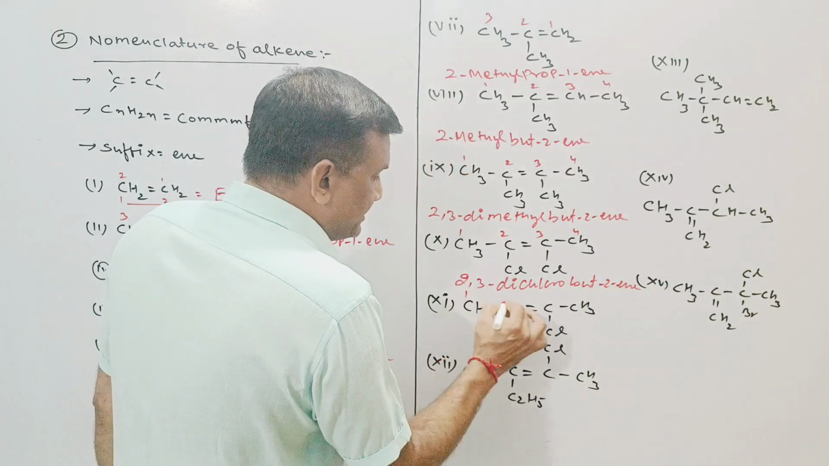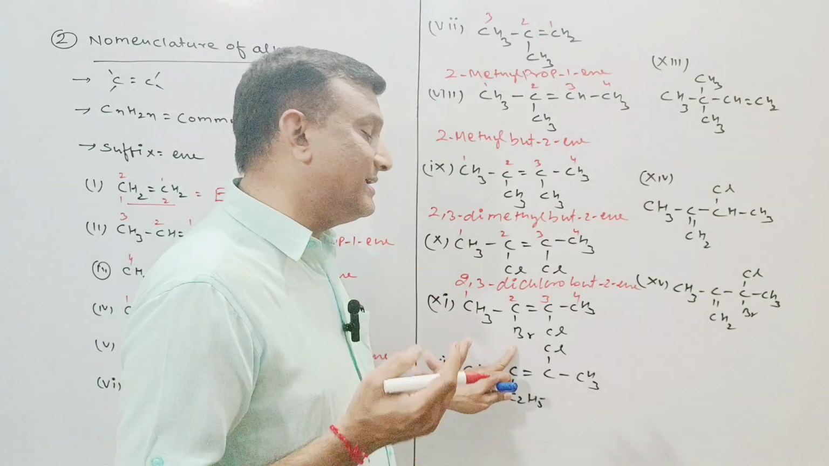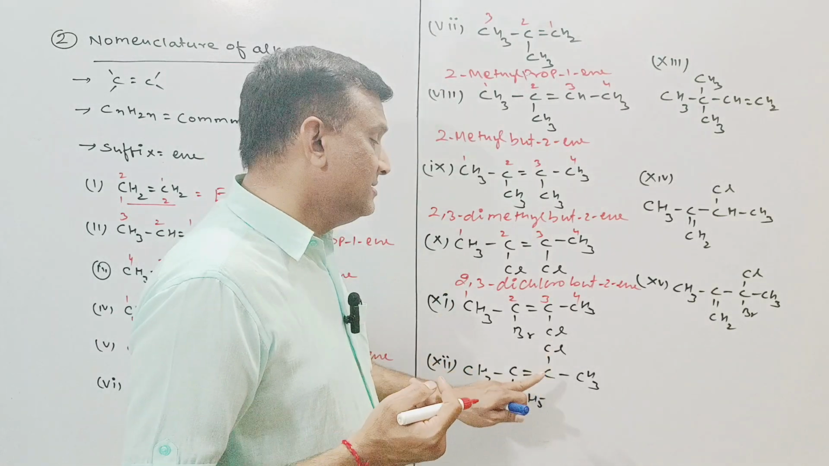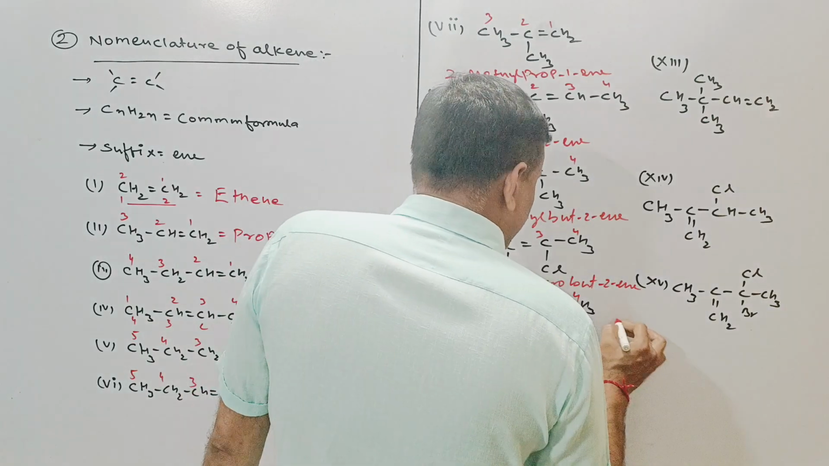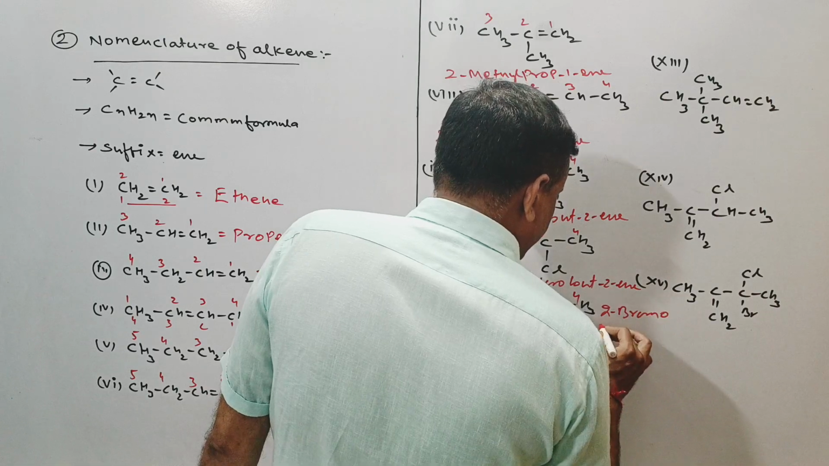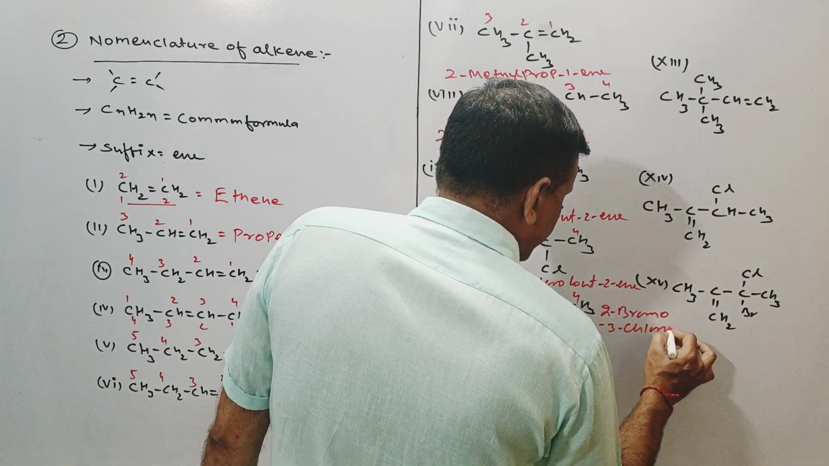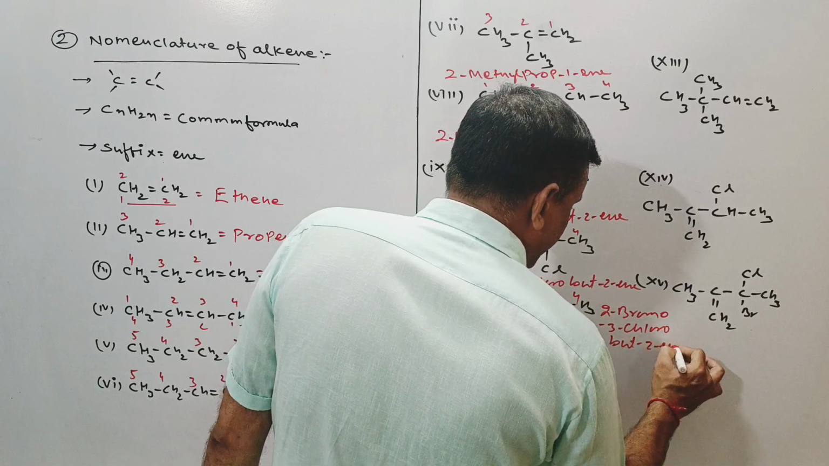For this carbon chain 1, 2, 3, 4, because bromo, B, is prior to chloro, C, alphabetically, so we will count from the left side. So this is the 2-bromo, this is the 3-chloro, and this is the but-2-ene, where number 2 position has the double bond.